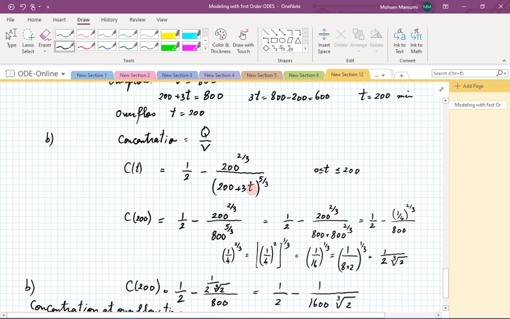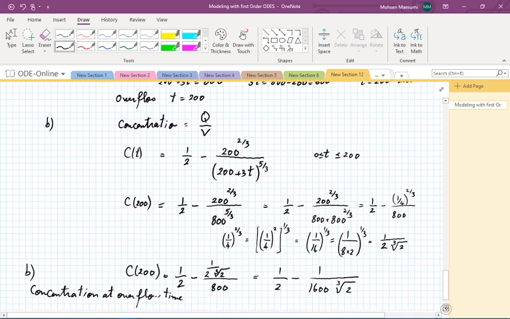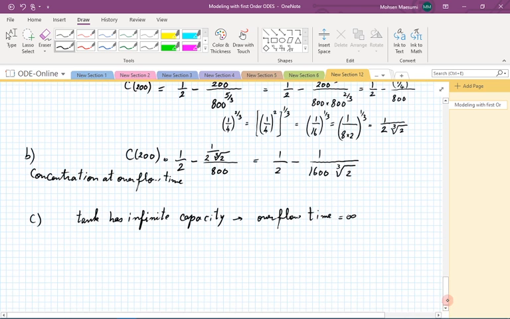If my overflow time is infinity, what happens to this fraction? Pause for a second and tell me, what is this if t goes to infinity? Okay, so that's a simple limit problem. If t goes to infinity, this fraction becomes 0, and all that is left is just 1/2. So how do you write that mathematically? This is something you learn in Calculus 1. Limit of c of t as t goes to infinity is 1/2.